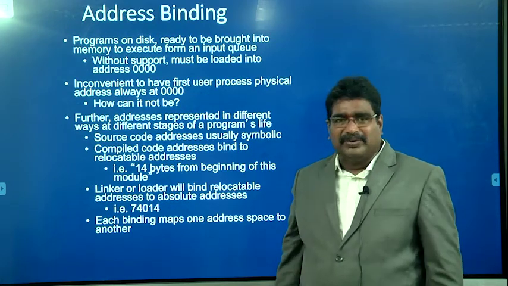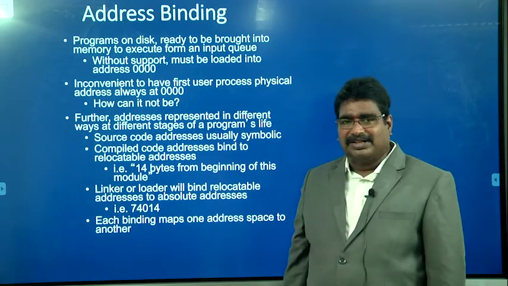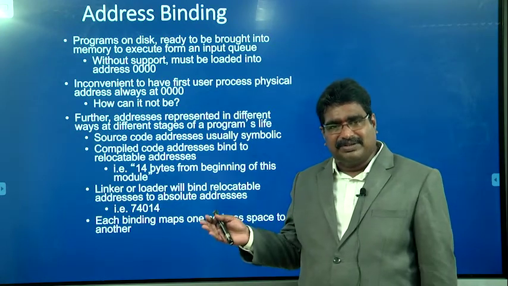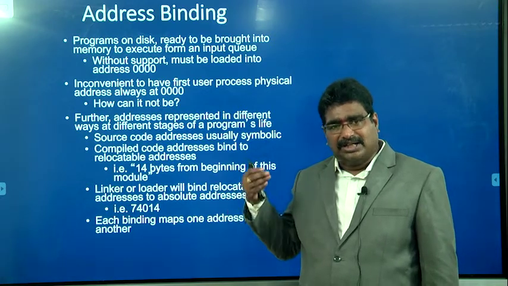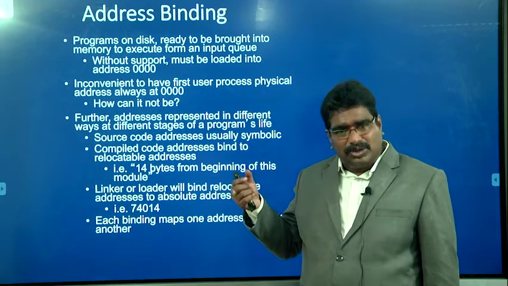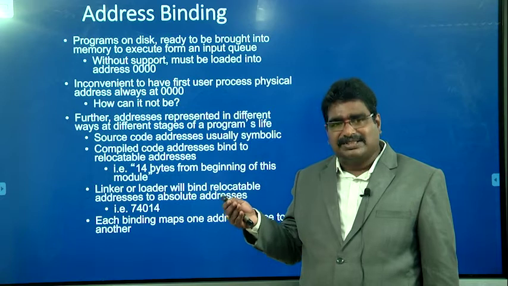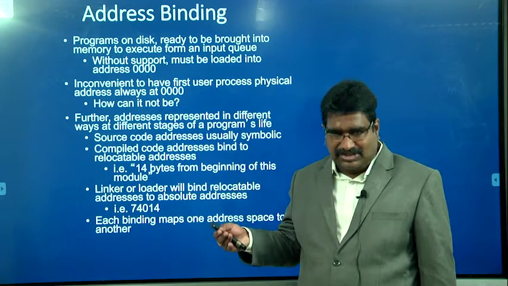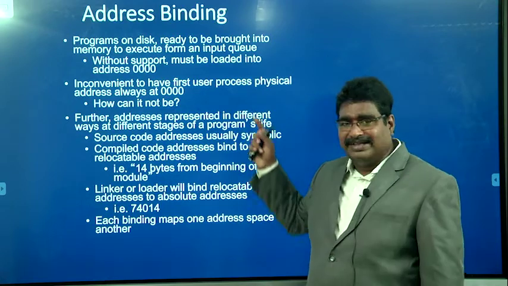Good morning. Now we try to discuss address binding. What is the need for address binding? Already we discussed it. Whenever the processor wants to fetch data or instructions, or store data, it must know the address. Only then is it possible to access the data or instructions, or store the data in the primary memory. So address binding is required.